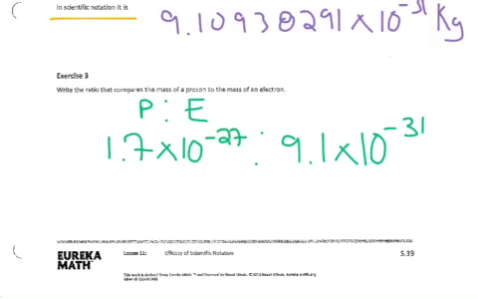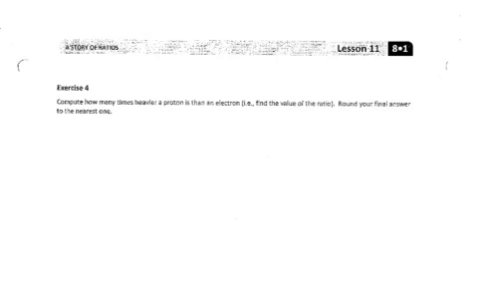So all you had to do for exercise 3 was write them as a ratio when you're comparing two values. Like I said, scientific notation is a more simplified form, so you don't have to write out the very large or very small values. It's just all given to you as a power of 10, and it's also an easier way to compare them. Okay, so for exercise 4, I need to compute how many times heavier a proton is than an electron, and it's telling you find the value of the ratio.